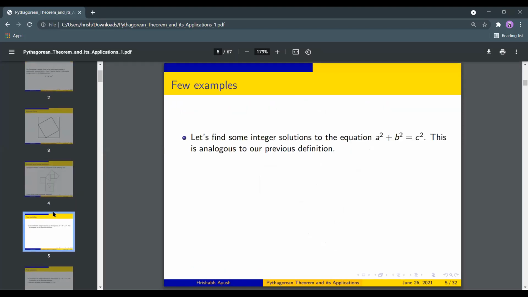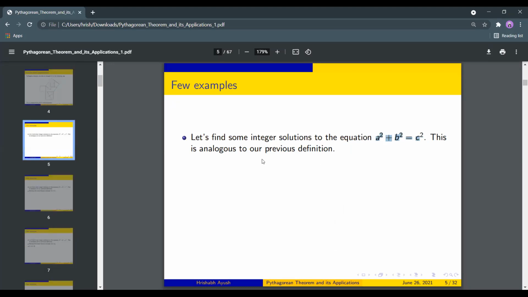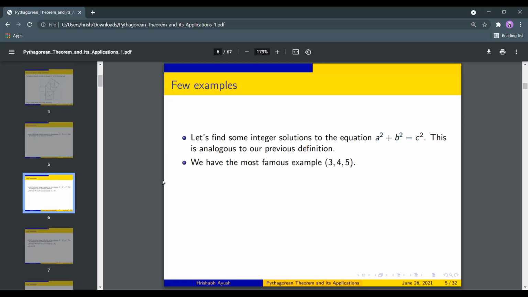So let's see some examples of Pythagorean theorem. It is analogous to saying that we have this equation and we find the integral solutions to it. You have a square plus b square equals c square, and you try to find the values of a, b, and c. Can you give me some examples of the solution, like examples of Pythagorean triplets? 3, 4, 5. 3k, 4k, 5k. I think this is one of the most famous examples.